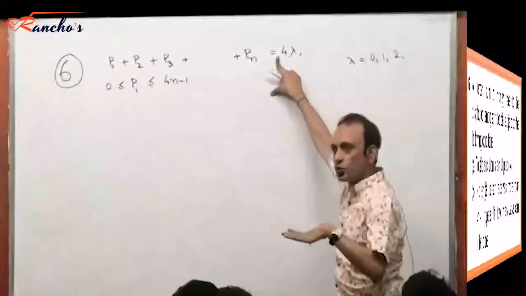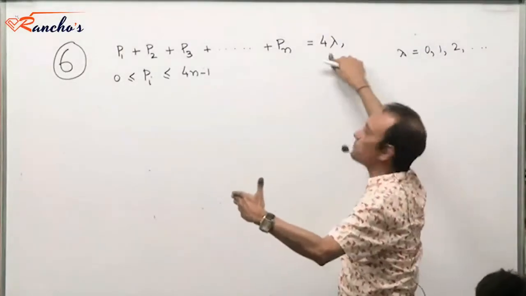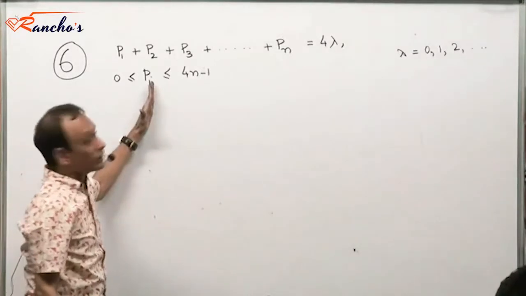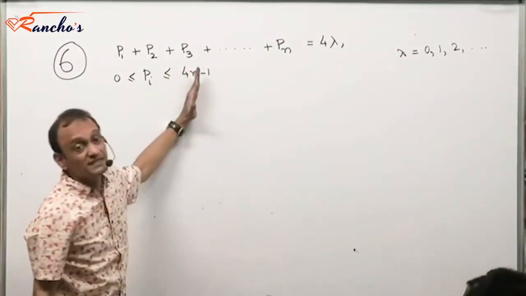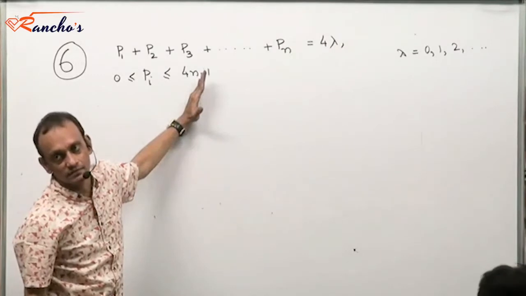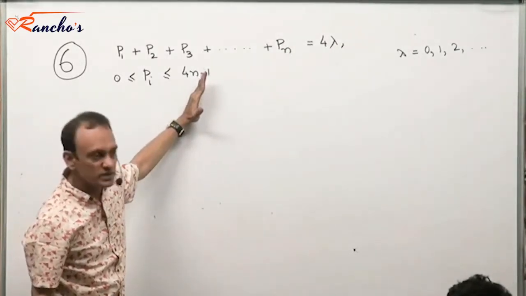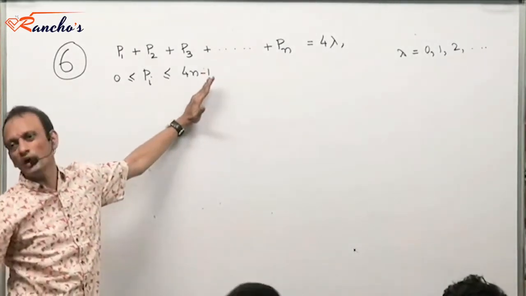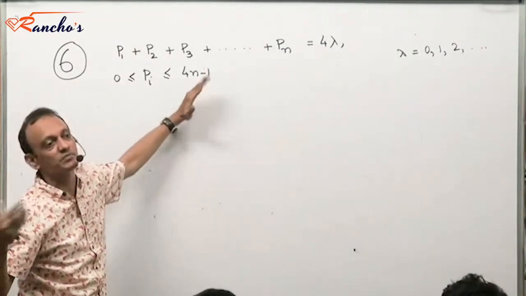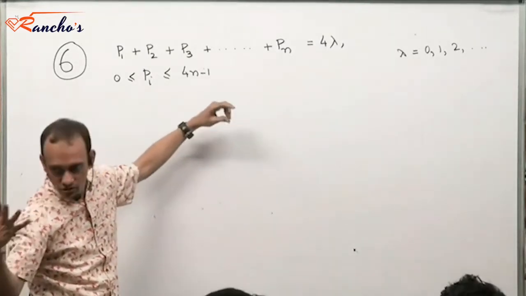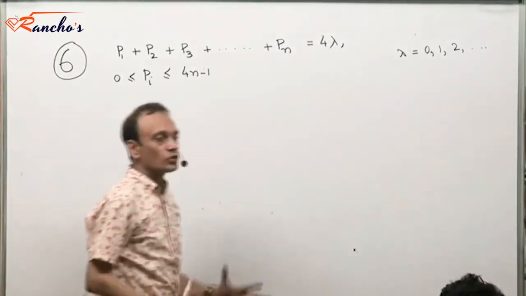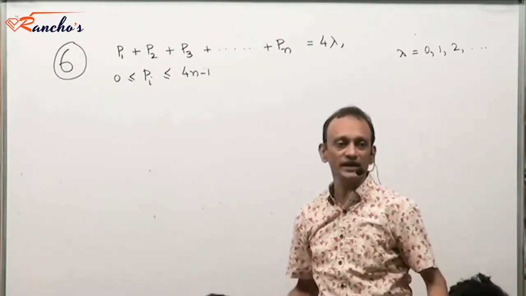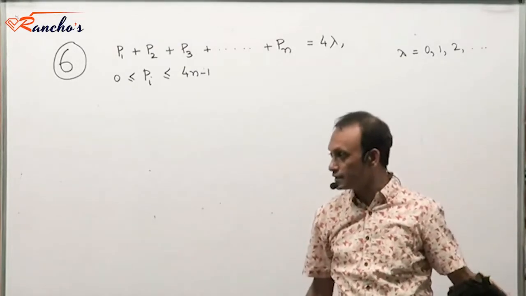These n people, and the total distribution made to them is a multiple of 4, and each person gets less than or equal to 4n minus 1 things. The total number of things a person could get would be not more than 4n minus 1. It could be 0, 1, 2 up to 4n minus 1. These are the acceptable number of things any person could get. The question is, given that there are n people, in how many ways could we carry this out?